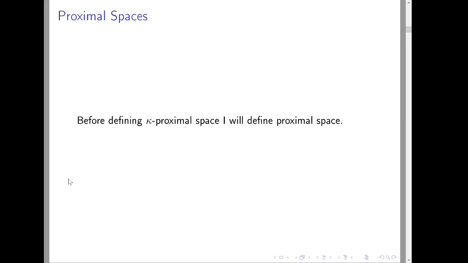All right, so the title of my talk is Kappa proximal spaces, but before I tell you what a kappa proximal space is, I'm going to tell you first what a proximal space is, and then kappa proximal spaces will be more general than proximal spaces. So first of all, we learned this morning that games are fun, so here we go. A proximal space is actually defined in terms of an infinite game.